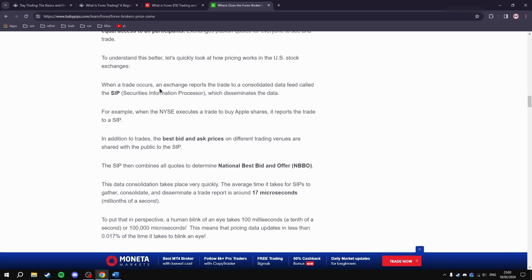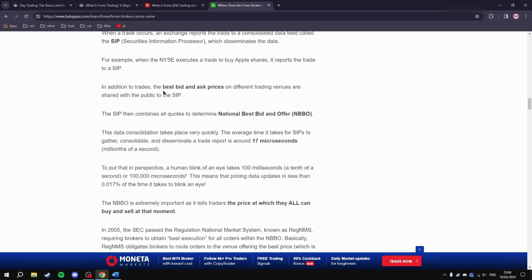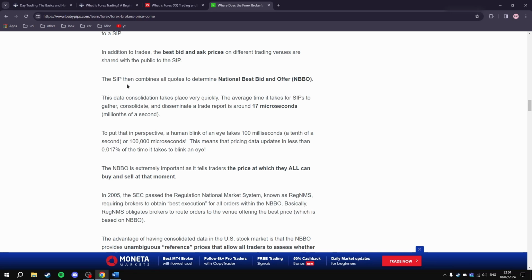When a trade occurs, an exchange reports the trade to a consolidated data feed called the SIP, Securities Information Processor, which disseminates the data. For example, when the NYSE executes a trade to buy Apple shares, it reports the trade to a SIP. In addition to trades, the best bid and ask prices on different trading venues are shared with the public to the SIP. The SIP then combines all the quotes to determine the National Best Bid and Offer, NBBO.